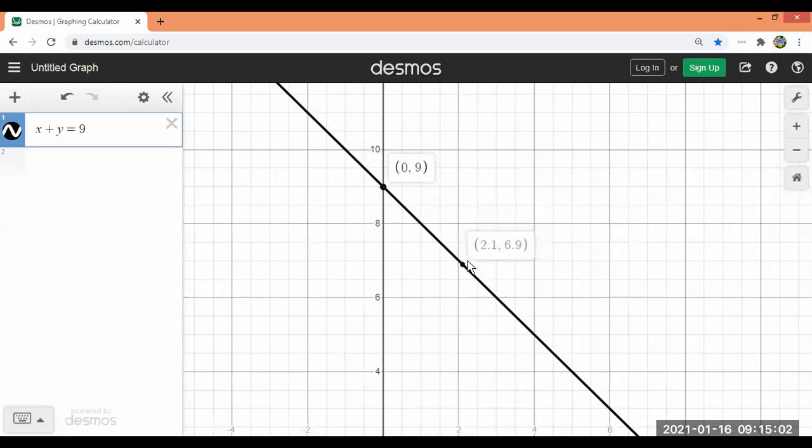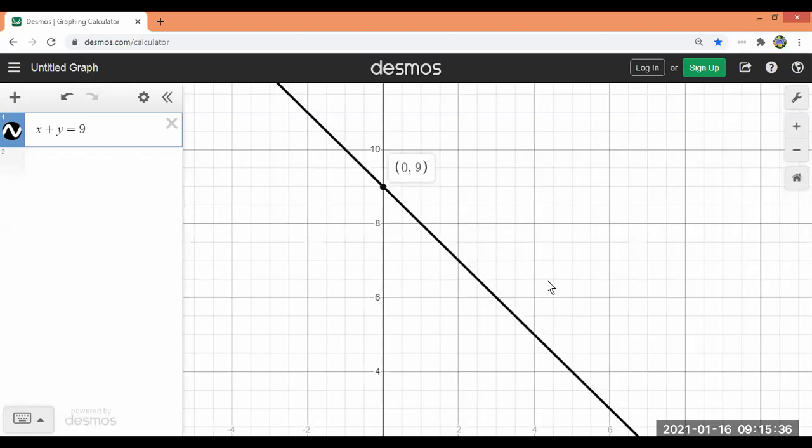Now the solutions can be in decimal numbers also, like 2.15 and 6.85. This is also a solution. On a line there are infinite number of points. Thus we can have infinite solutions for a given linear equation in two variables.